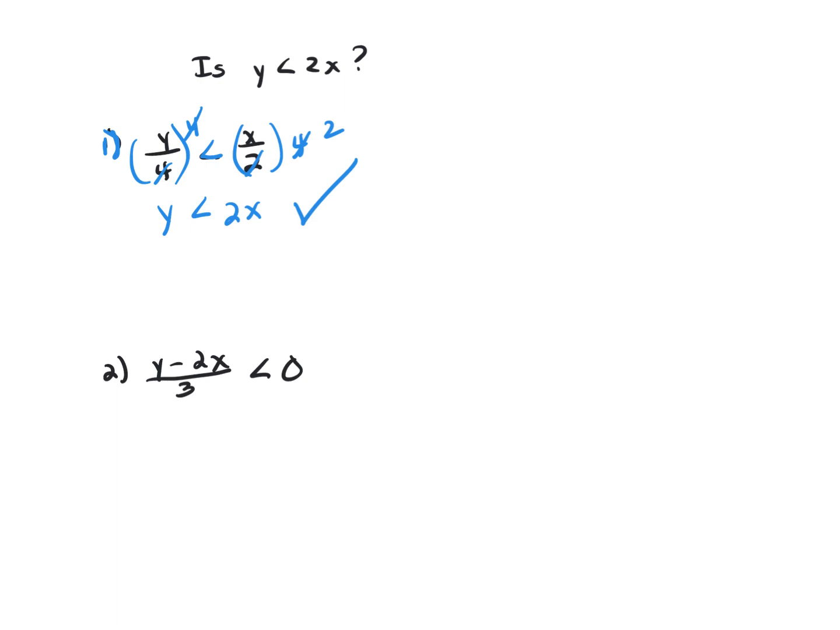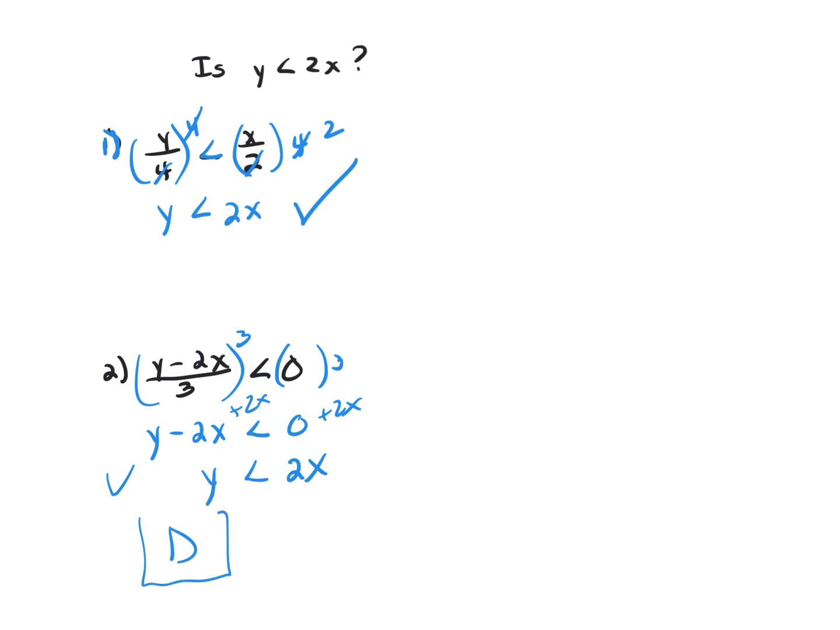Let's go to clue 2. And let's multiply both sides by 3 to clear our fractions. And that's y minus 2x is less than 0. I'm adding 2x to both sides. Y is less than 2x. So both clues work independently. Your answer is D.